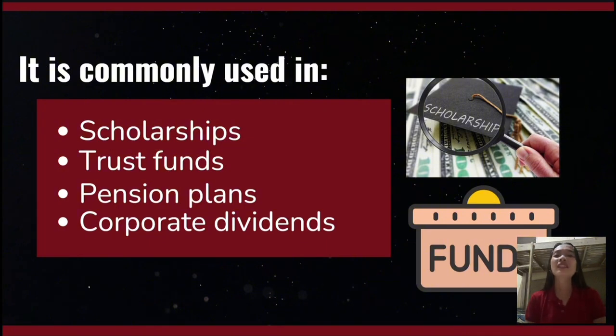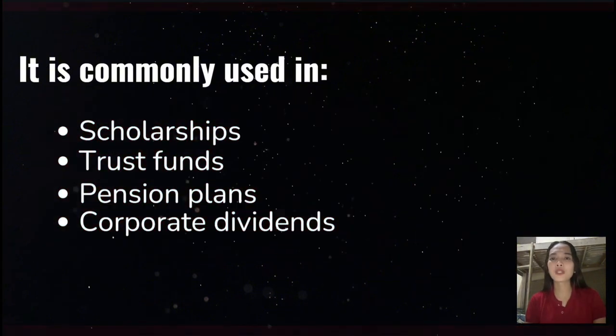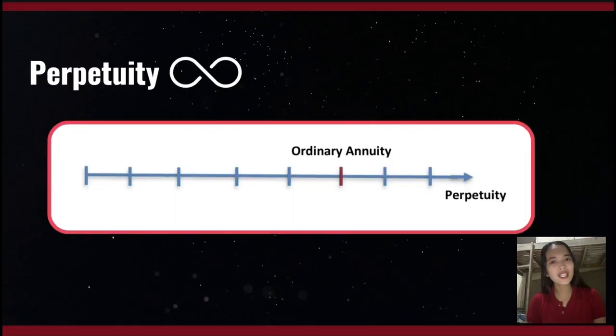So now, let's take a look at this picture. As you can see, we begin with an ordinary annuity. These are equal payments made at regular intervals, like yearly or monthly. But here's the key: it only lasts for a specific period. After a number of years, the payments stop.